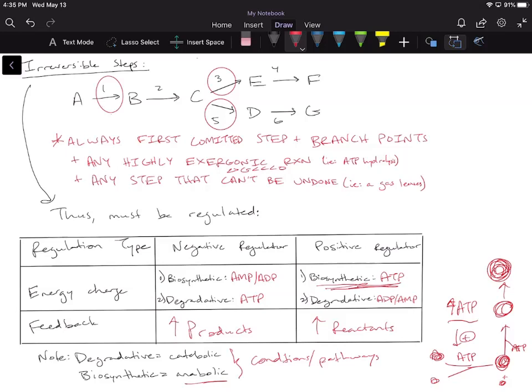For biosynthetic pathways, ATP is a positive regulator. But on the other hand, let's say that we don't have a lot of energy. So we only have AMP and ADP, which means we have a lower amount of energy equivalents.